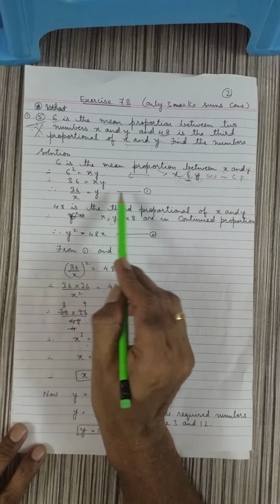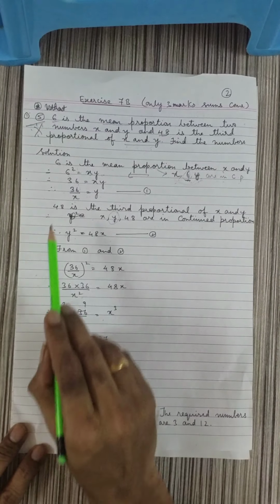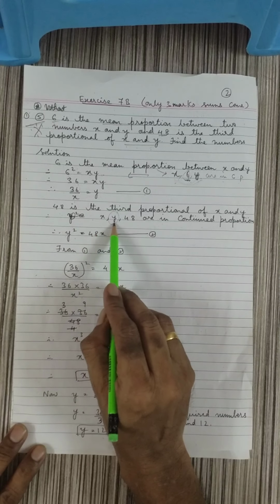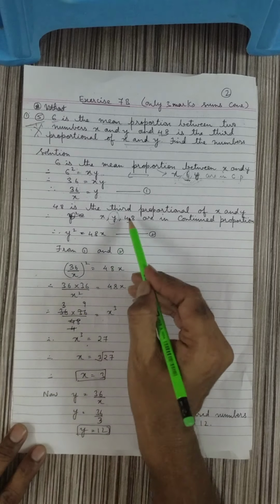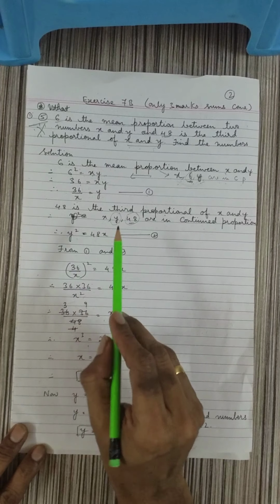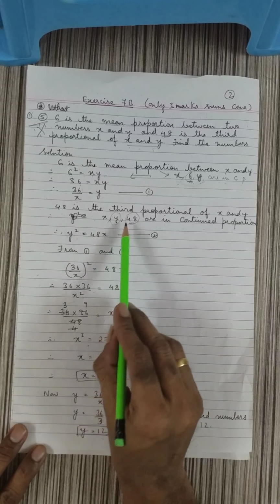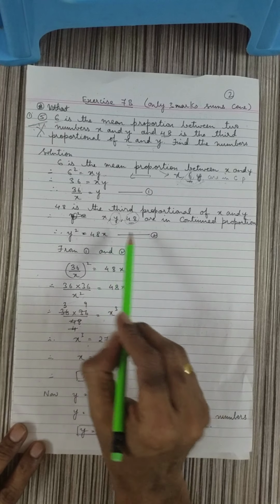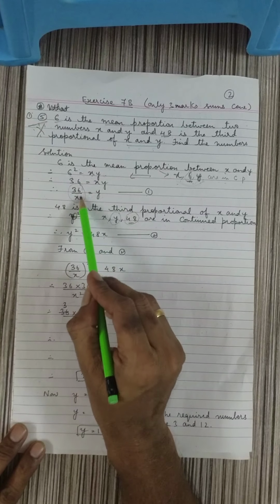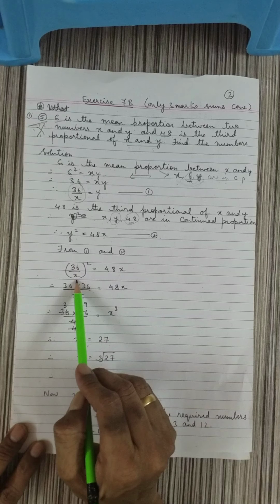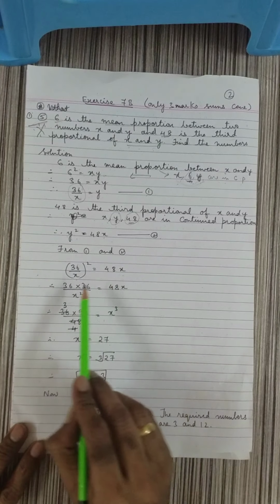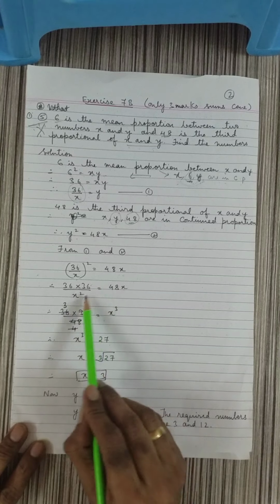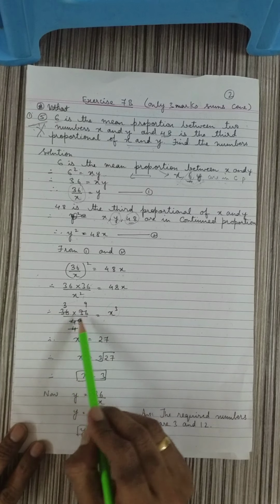So 36 is equal to xy. So 36 upon x is equal to y, first part. Then taking the second condition, 48 is the third proportional of x and y. That means x, y and 48 are in continued proportion, because third proportional is written here. So again applying the middle's square is equal to product of the other two, we get y square is equal to 48x. So now we have two equations. Now in the second equation we will substitute the value of y, that is 36 upon x. So 36 upon x, the whole square is equal to 48x. So we write 36 into 36 upon x square is equal to 48x.